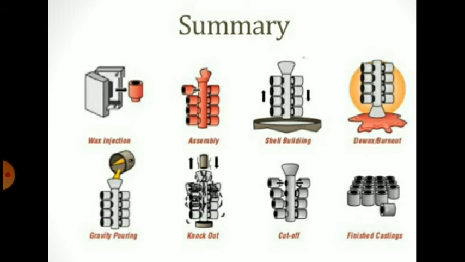So the cavities are formed inside the backing material or inside the flask. Then the molten metal is poured, then the knockout operation, and then the cutting of the gates, risers and sprue, and after that you will get the finished casting that you can see at the bottom of the right hand side.